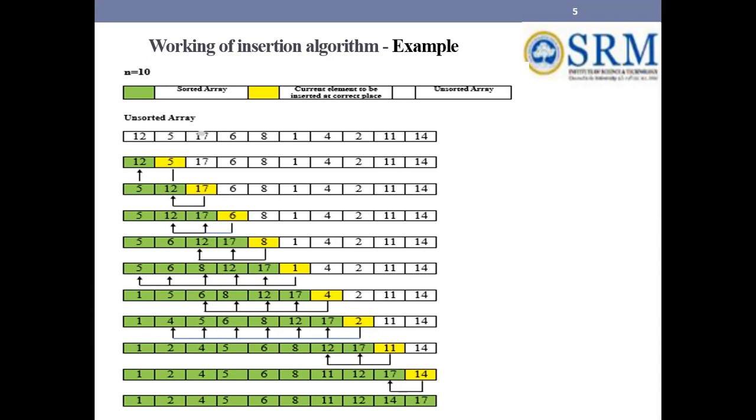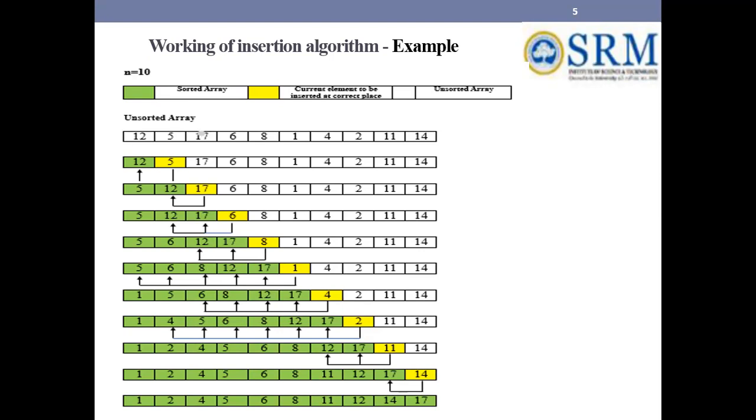Again 1 and 6. Move 6 to the next location. Again 5, which is greater than 1. So move 5 to the next location. Now we reach the left end. After this, there is no more element. So insert 1 in the initial first place. Now 1 to 17, 6 elements are sorted in order.